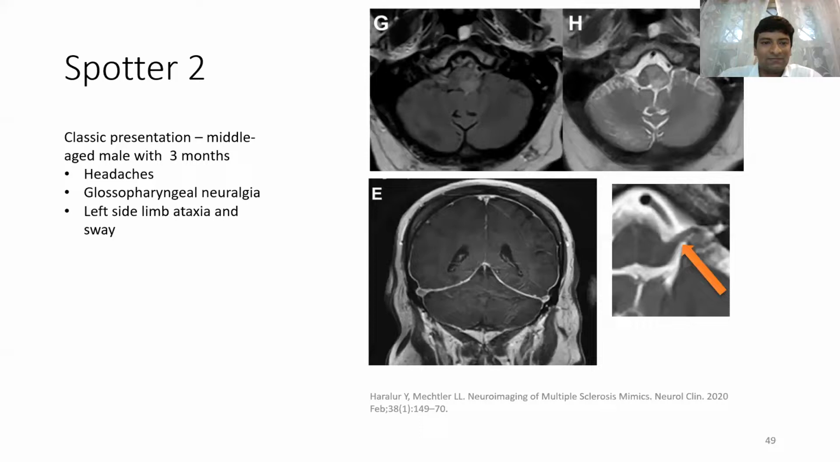Okay, next spotter. So here's another, this is a hypothetical case scenario, not a real patient, but I've just put it down for memory's sake. So a middle-aged man, say 50s, presented with a 3-month syndrome of headaches, glossopharyngeal neuralgia, and a focal CNS syndrome, left-sided limb ataxia and sway. So what do you think this could be? Any thoughts? Tell me the findings at least. What is figure E and the small arrow here pointing at?